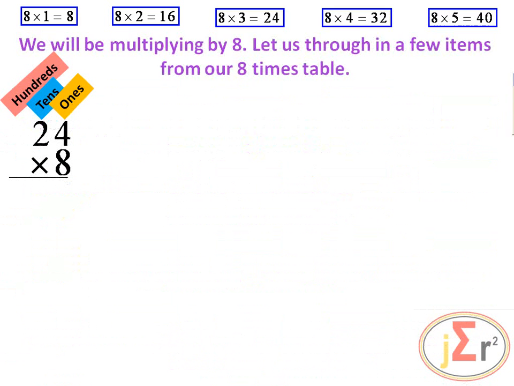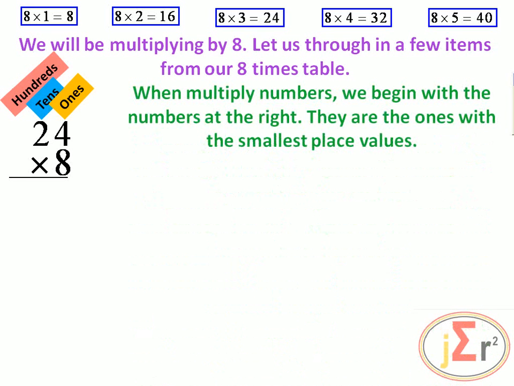Multiply. We will be multiplying by 8. So let us throw in a few items from our 8 times table, and we have done that already at the top. When multiplying numbers, we begin with the numbers that are at the right. They are the ones with the smallest place values. So we will begin right there. 8 4s. 32.